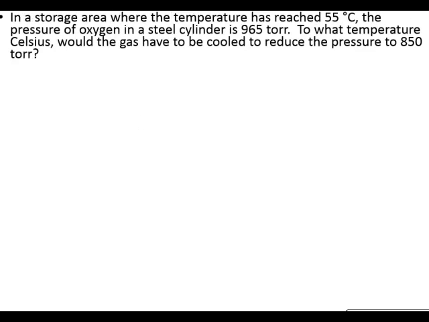Let's take a look at another example. Okay, in this example it says in a storage area where the temperature has reached 55 degrees Celsius, the pressure of oxygen in a steel cylinder is 965 torr. To what temperature Celsius would the gas have to be cooled to reduce the pressure to 850 torr? So this problem involves temperature and pressure. So it will be a Gay-Lussac law.